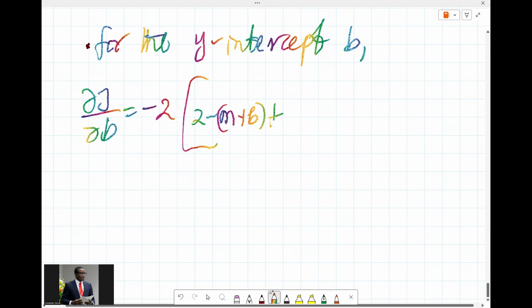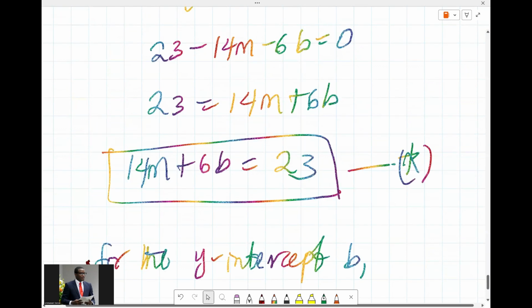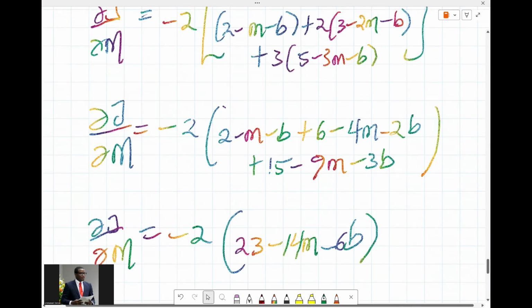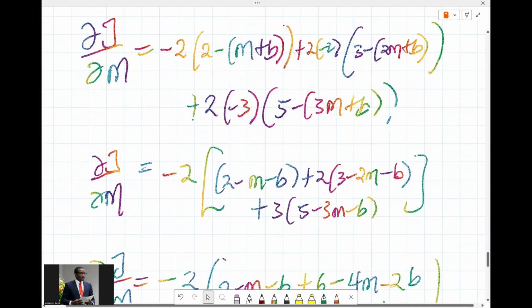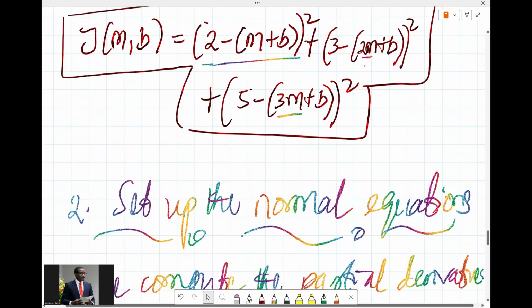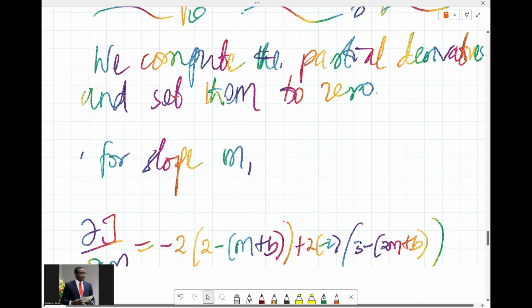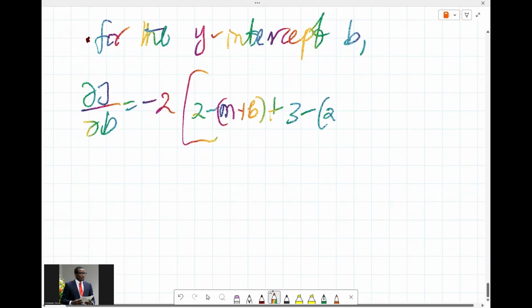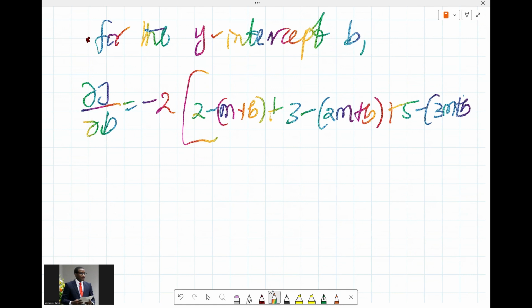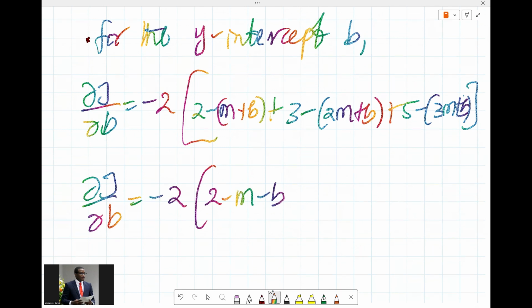Then next, yeah, we have that 2 minus m plus b. Next we have, the minus 2 is already out, so we have 3 minus 2m plus b. And then finally 5 minus 3m plus b. Okay, this is pretty easy. We just have it like this. Partial j, partial b is equal to minus 2 into 2 minus m minus b plus 3 minus 2m minus b plus 5 minus 3m minus b, like this.